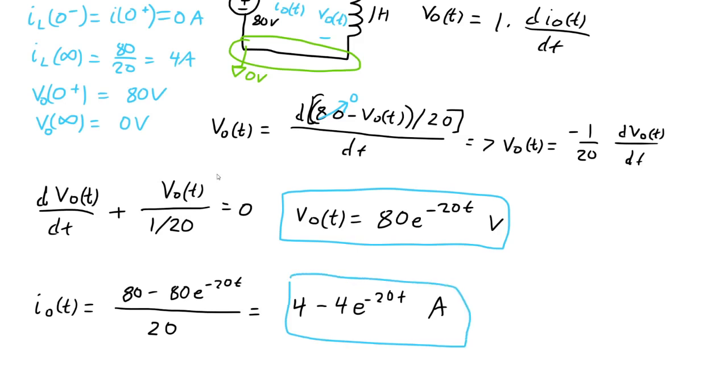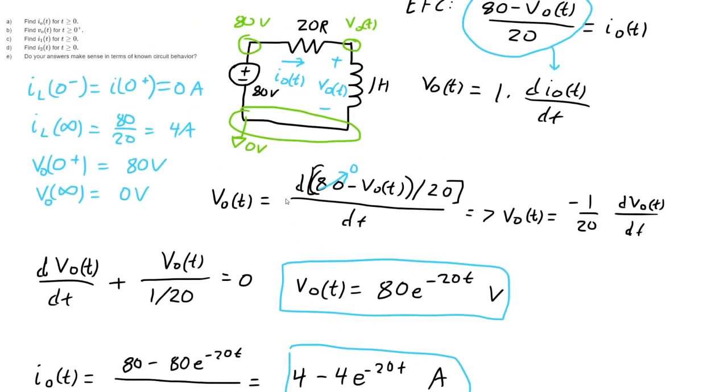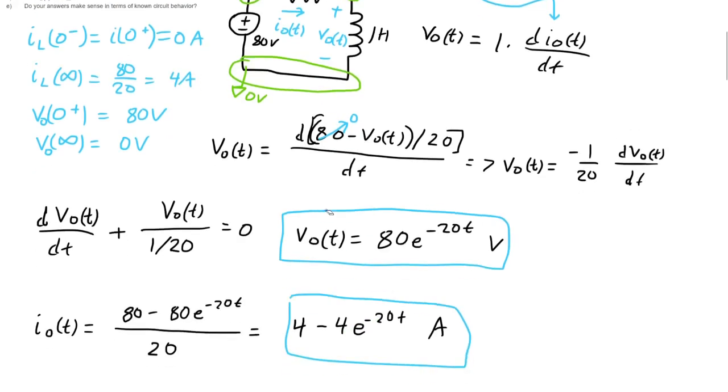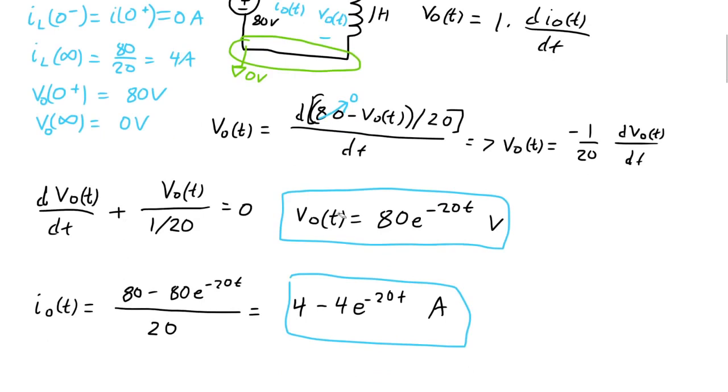Now, the problem also asks one thing: do your answers make sense in terms of known circuit behavior? Well, if you look at these expressions right here, this is going to decay to 0 at infinity, and at 0, it's going to be 80. Same deal here. It's going to start at 0 and increase to 4. So these answers make physical sense.